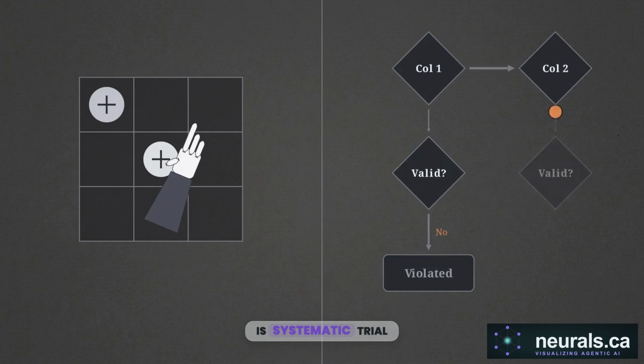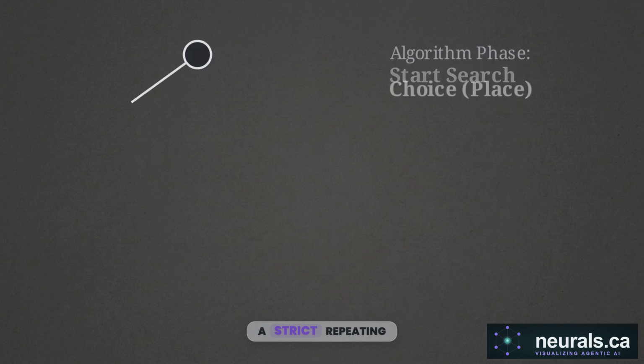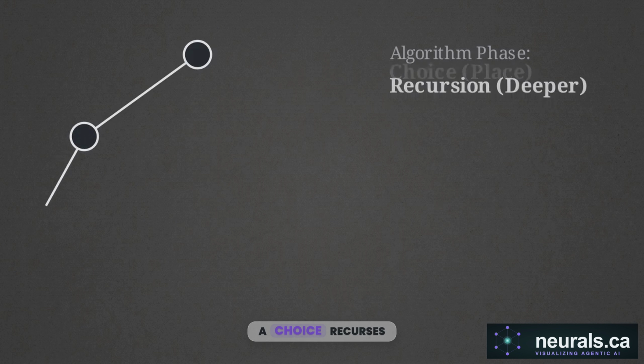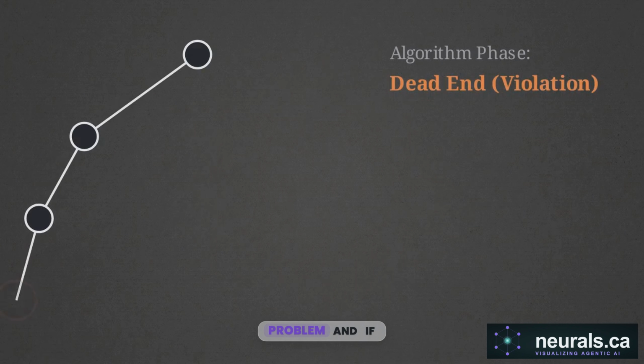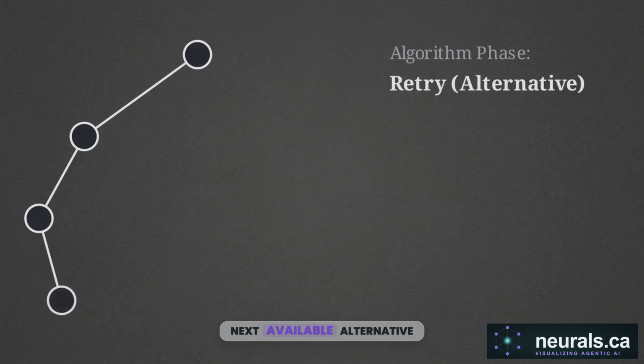It is systematic trial and error. To execute this search, the machine follows a strict repeating cycle. It makes a choice, recurses deeper into the problem, and if it hits a dead end, it undoes that choice and tries the next available alternative.